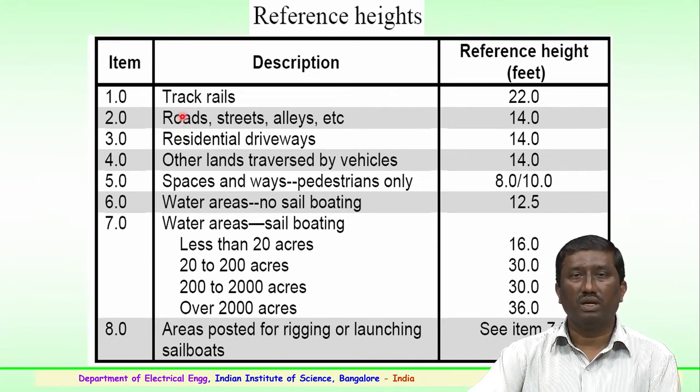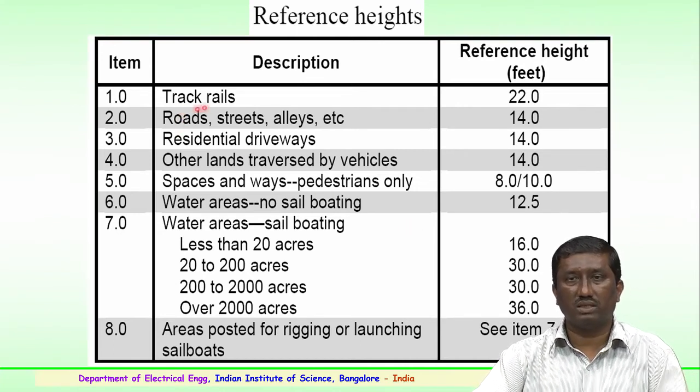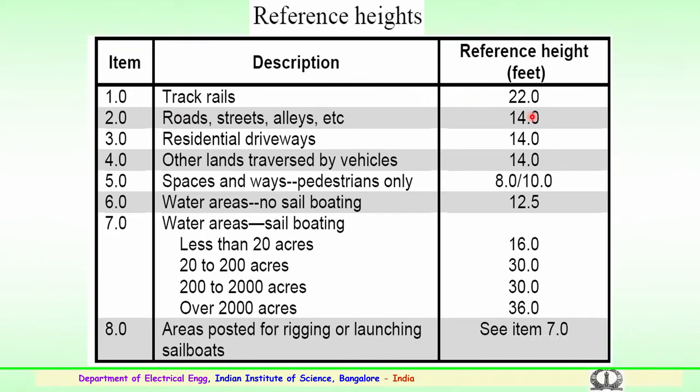So, in case of rail tracks, you have to have a 22 feet minimum consideration for the area. Then in case of normal roads or streets, 14 feet. For residential driveways, where there may be vehicular traffic movement, 14 feet is to be considered. Similarly, if it is only pedestrian, 8 to 10 feet is normally considered, apart from the electrical clearances.